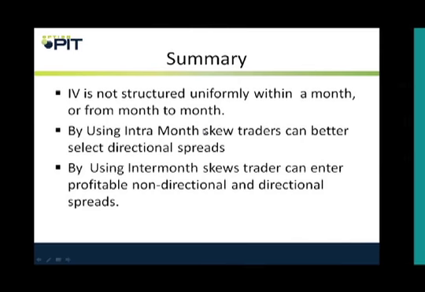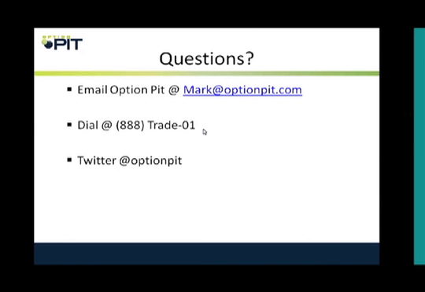In summary, IV is not structured uniformly within a month or from month to month. By using intramonth skew, traders can better select directional spreads. And by using intramonth skews, traders can enter profitable non-directional and directional spreads. Okay. Do we have any questions?